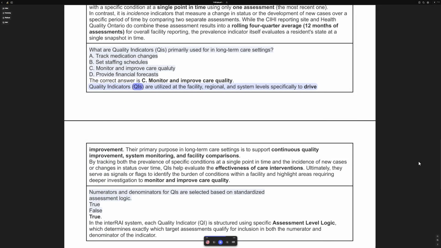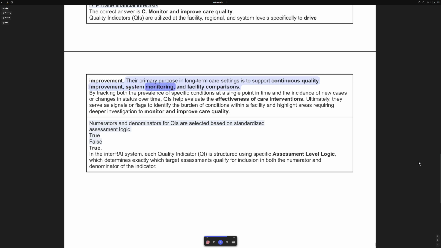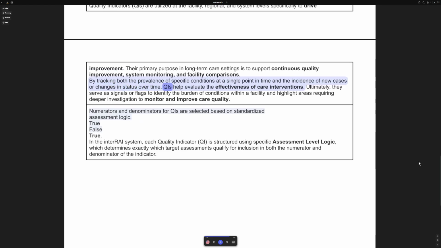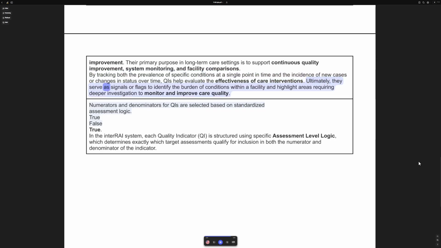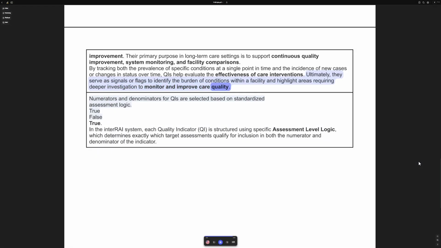Quality indicators, QIs, are utilized at the facility, regional, and system levels specifically to drive improvement. Their primary purpose in long-term care settings is to support continuous quality improvement, system monitoring, and facility comparisons. By tracking both the prevalence of specific conditions at a single point in time and the incidence of new cases or changes in status over time, QIs help evaluate the effectiveness of care interventions. Ultimately, they serve as signals or flags to identify the burden of conditions within a facility and highlight areas requiring deeper investigation to monitor and improve care quality.